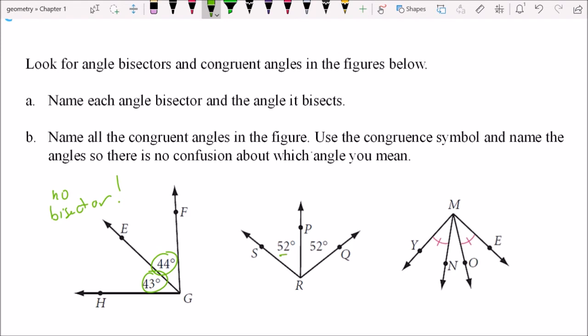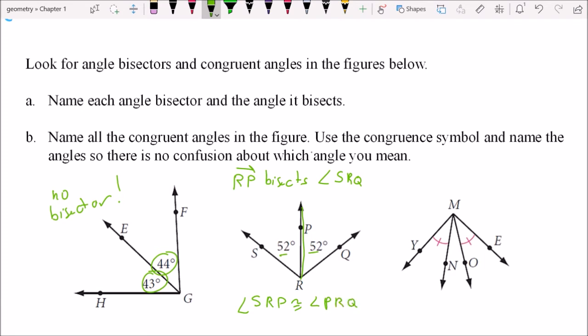Now here we have 52 and 52, so we do have an angle bisector. So the bisector is the one that's going down the middle, right? That's what we saw on that last page. So what I'm going to write is that the ray RP bisects the angle, and it's cutting the big angle. So I'm going to name the big angle, SRQ. And because of that, angle SRP, I'm going to pick the one on the left, is congruent to, same number of degrees, as angle PRQ.